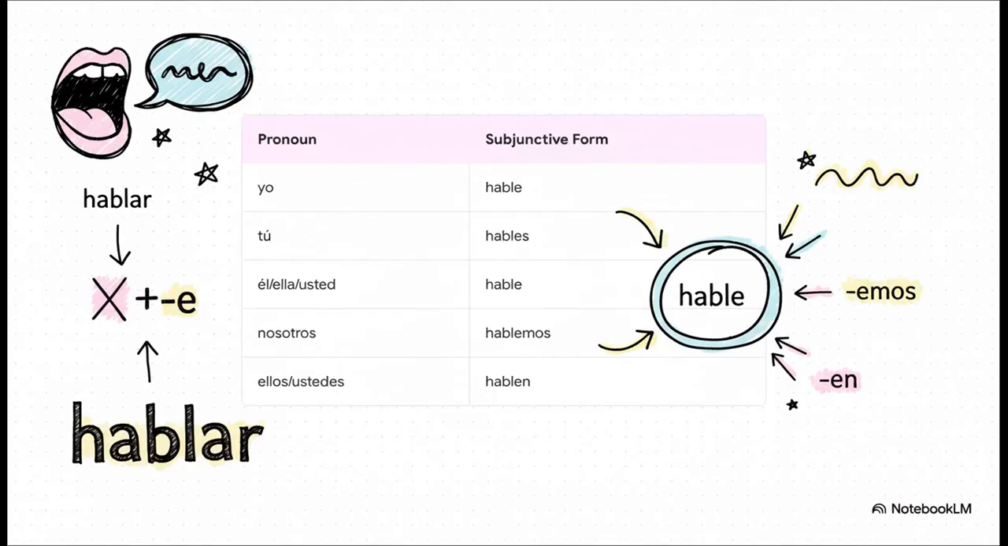All right, let's try hablar, to speak. Step 1, yo hablo. Step 2, drop the O, you get habl. Step 3, it's an AR verb, so we need the opposite vowel, the E endings. Hable, hables, hable, hablemos, hablen. Look at that, it just works.